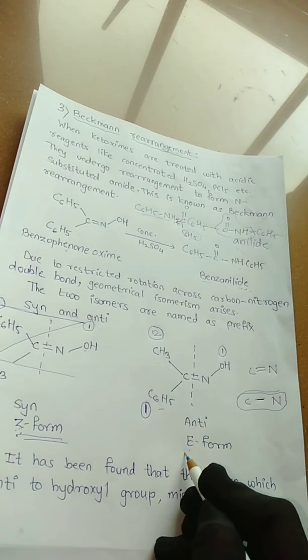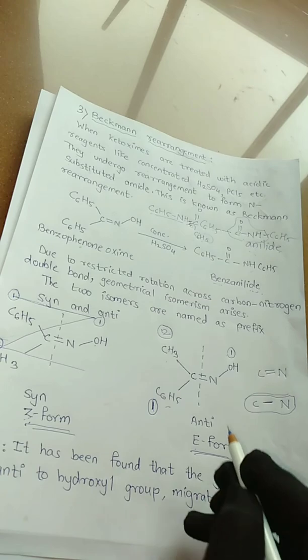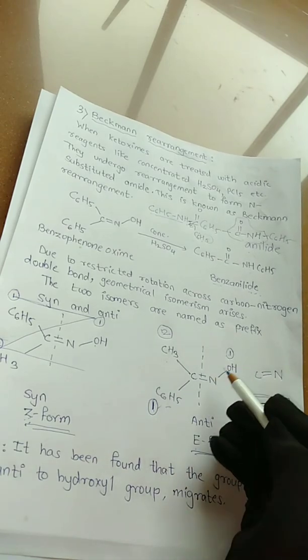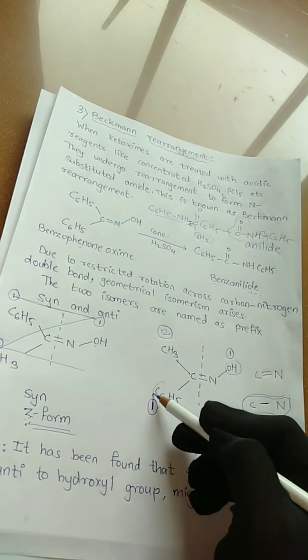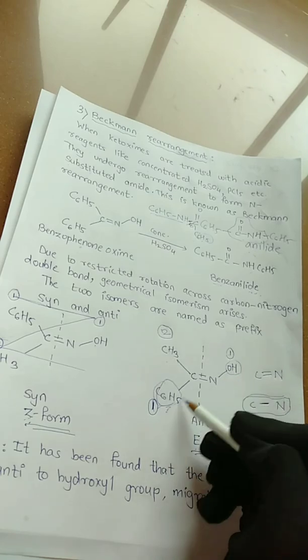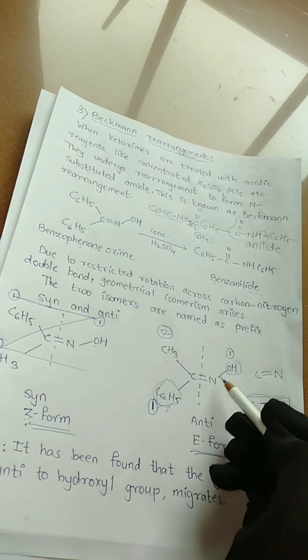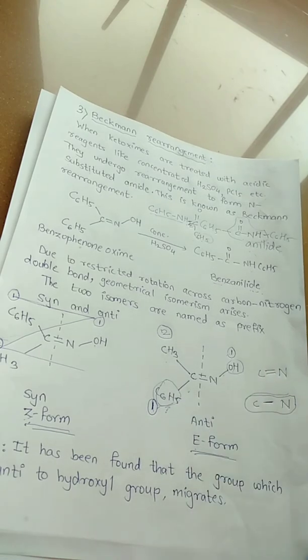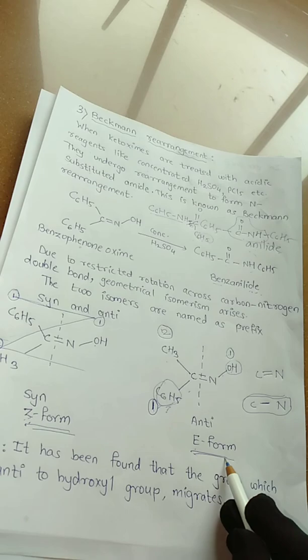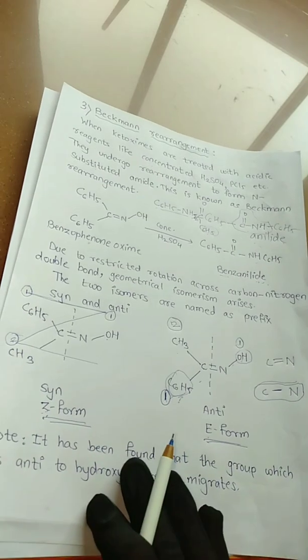Hence it is called the E form. Why? Because this is anti. You can see that the hydroxyl group and the higher priority group, the phenyl group, are exactly anti to each other. Hence this comes as the E form.